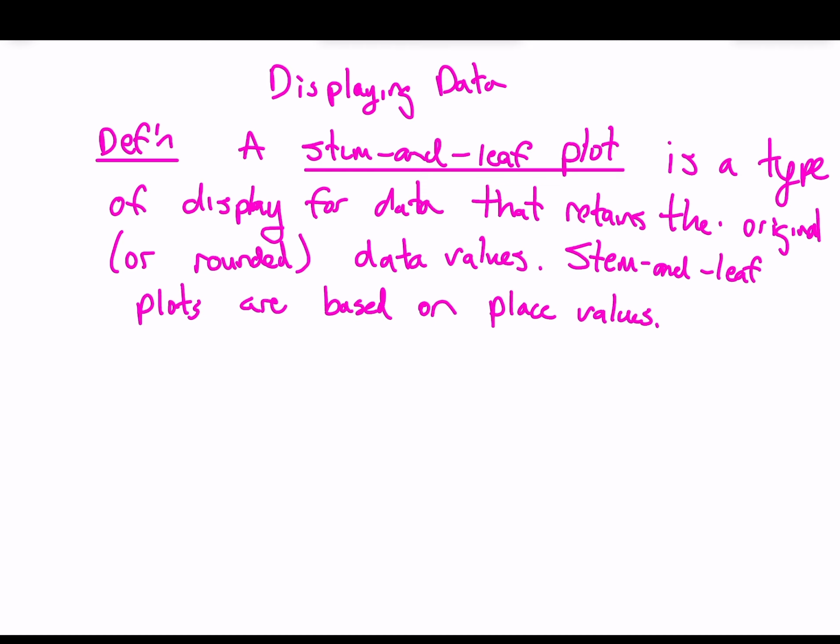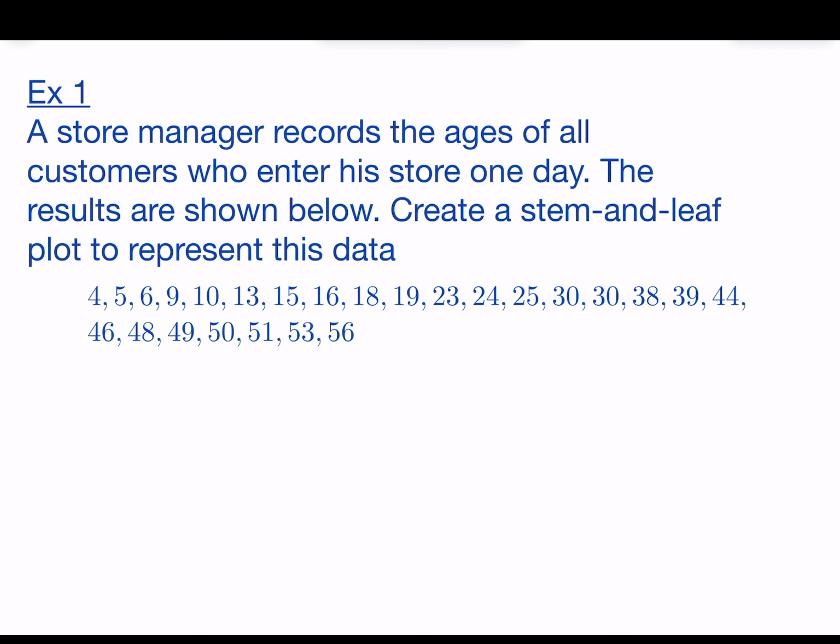Let's do an example with a stem and leaf plot. Example 1. A store manager records the ages of all customers who enter his store one day. The results are shown below. We want to create a stem and leaf plot to represent this data. And you notice all the data from 4 to 56 are the ages of the customers. So we can start a stem and leaf plot just like this.